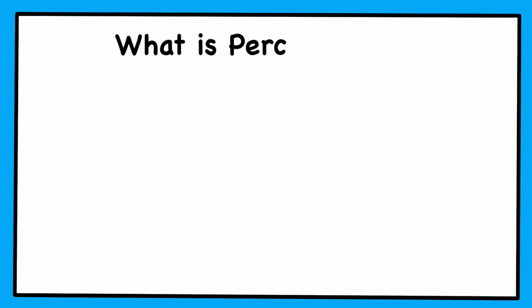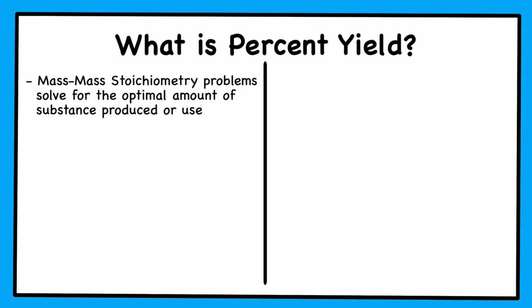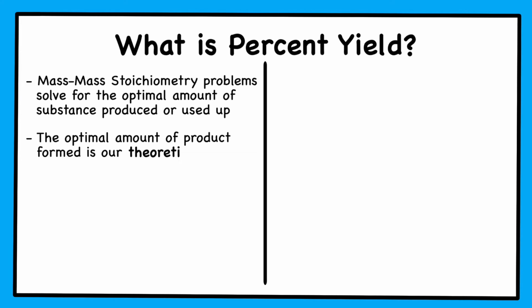In chemistry, sometimes reactions do not go according to plan. Sometimes the amount of product produced differs each time you repeat the reaction. In our prior lessons on stoichiometry, we have calculated the optimal amount of product using our mass-mass problems. This optimal amount of product formed is our theoretical yield and represents the maximum amount of product that can be produced from a given reactant.